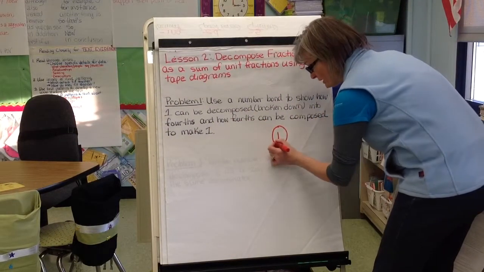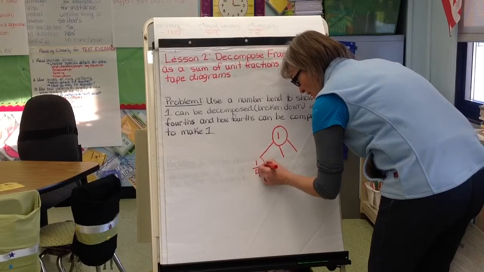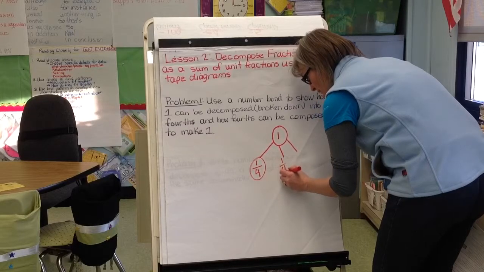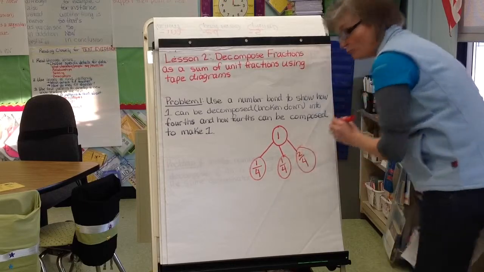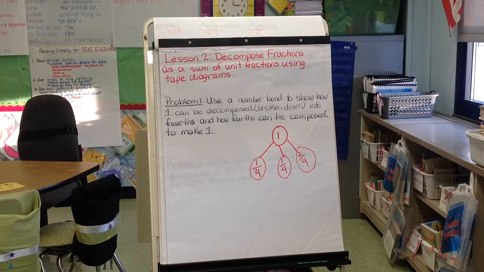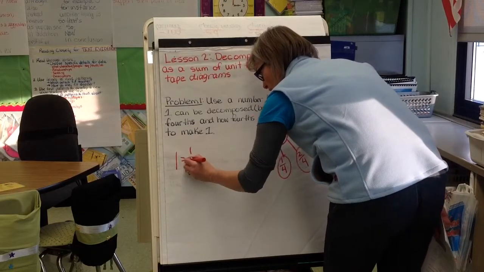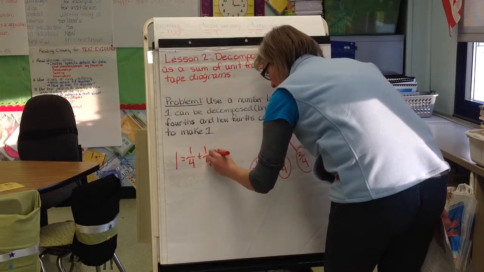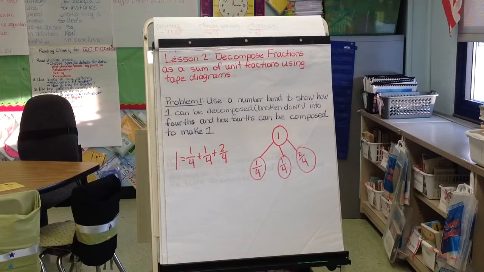Okay, there's different ways we can decompose fourths. We can have 1/4 plus 1/4 plus 2/4 gives us 4/4 because we know fourths is the unit fraction, so 4/4 make 1. Okay, an addition sentence starting with 1 equals 1/4 plus 1/4 plus 2/4, and that represents what we have in our number bond.